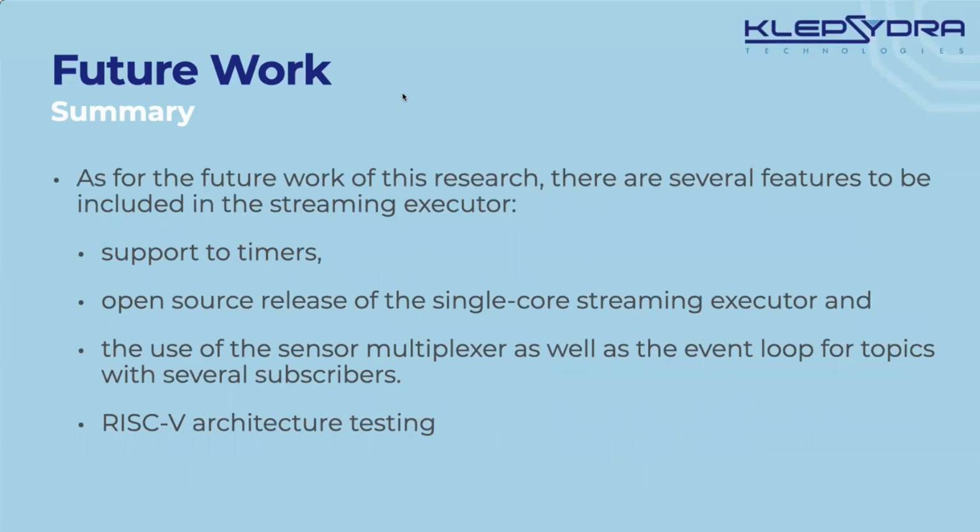Soon, there will be a release of the ROS2 Community Edition, in this case supporting a single-core streaming executor. We have another API, as was shown in the first part of the presentation, called the sensor multiplexer, that we want to introduce here as well, because it may increase the performance on certain specific variations of ROS2 applications, especially with LiDAR or cameras involved. And finally, throughout this year, there will be some testing on the RISC-V architecture.